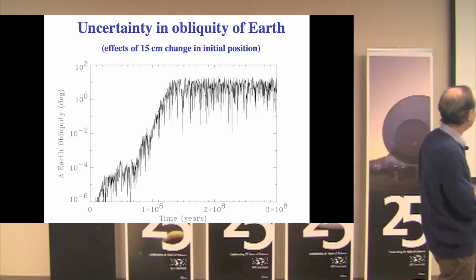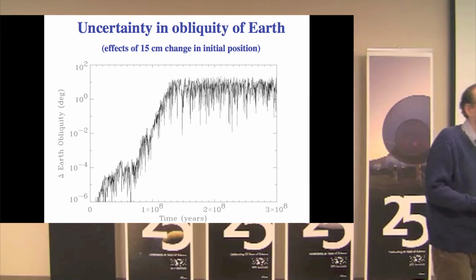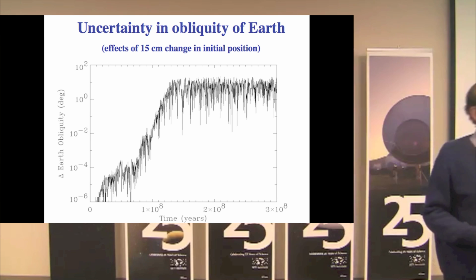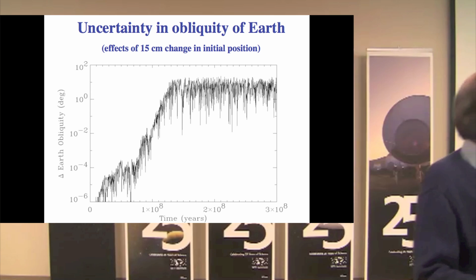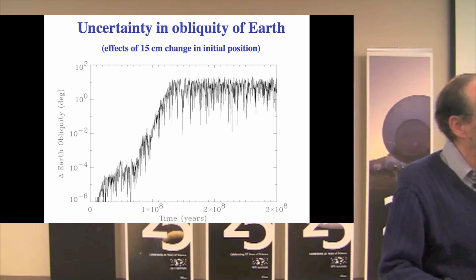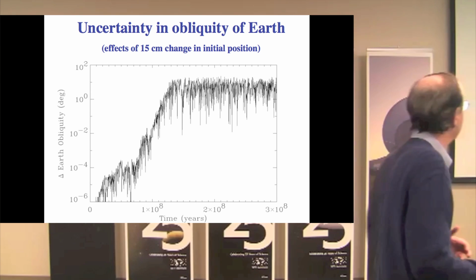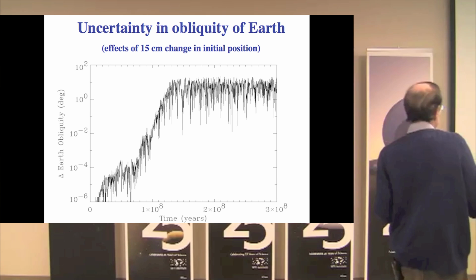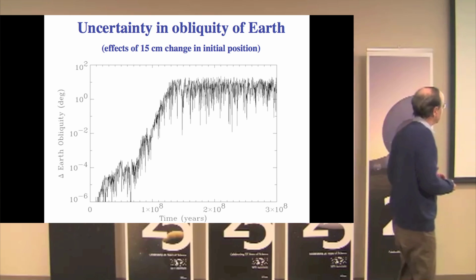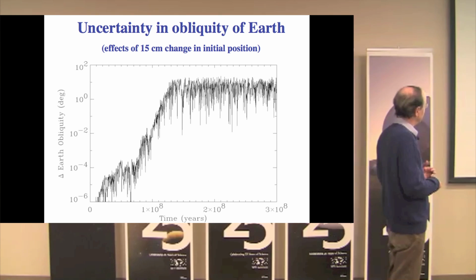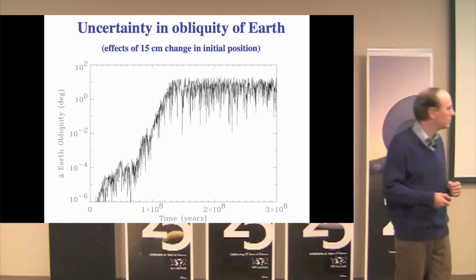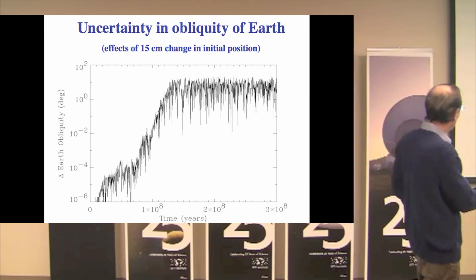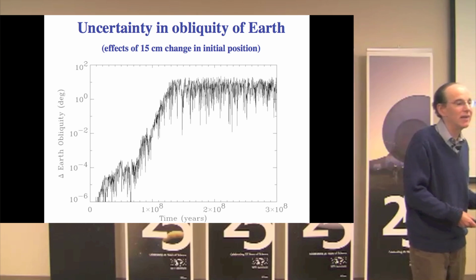This is the change. If you move Earth 15 centimeters ahead on its orbit, same orbital period, same semi-major axis, but little effects of the planets change things gradually over time. This is the change in obliquity in degrees. Well, up to, this is 30 million years into the future, 1/10,000th of a degree, not much.